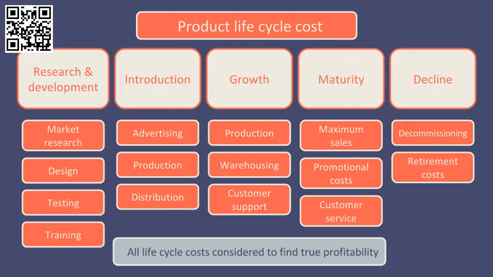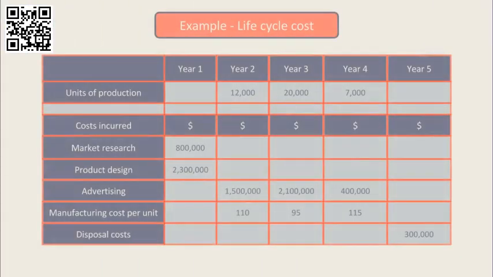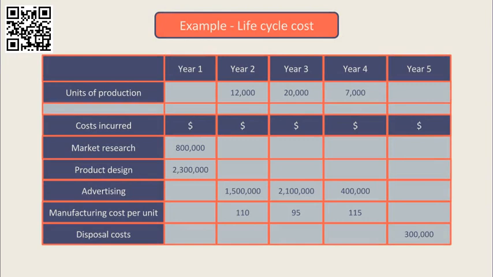The above costs associated with the life cycle of the product need to be understood. Let's see how the life cycle cost can be derived for a particular product. Company A will shortly launch a new product onto the market, product T. Market research costs of $800,000 and product design costs of $2.3 million will be incurred in year 1. These are pre-production costs.